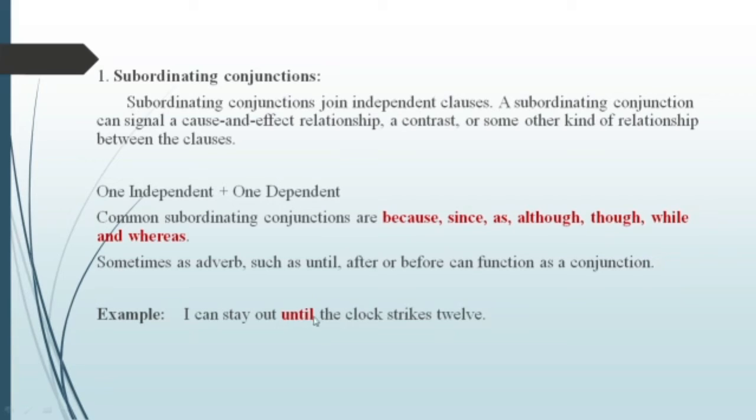In that case, the word until is used as a supporting tool to join the sentences to form a meaningful sentence. Okay, so we have I can stay out, which is independent and can stand on its own, whereas the other part, until the clock strikes 12, is incomplete and dependent on the first part, and we are joining it using words like until, and all the other words given in the slide like because, since, as, although, though. These are all called subordinating conjunctions, which do the job of joining dependent and independent sentences.